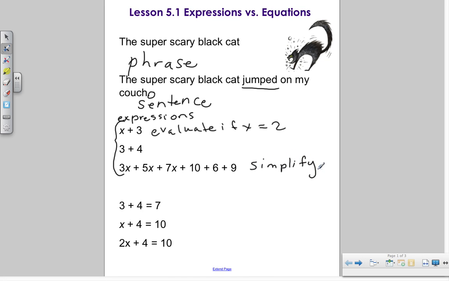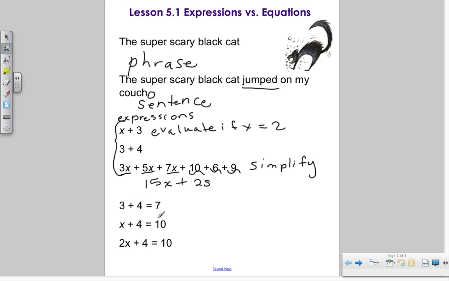So the directions might say simplify the following expressions, in which case I would underline all of the like terms, and then I would underline all of the constants. Do you remember that vocabulary word? And I would get 15x plus 25. So that's a bit more simplified.